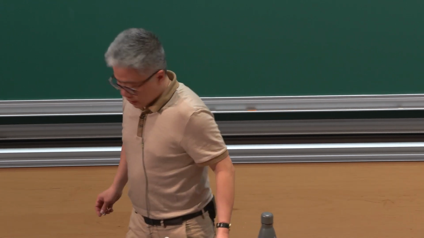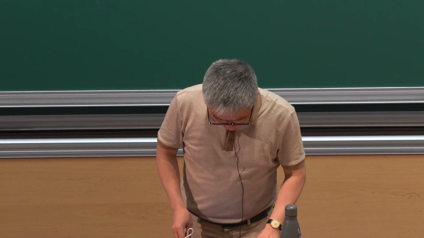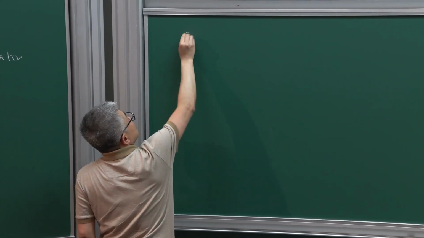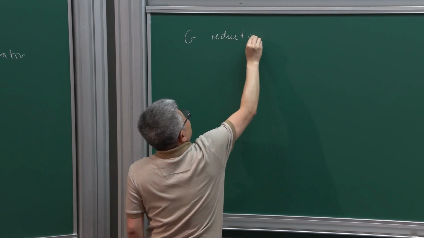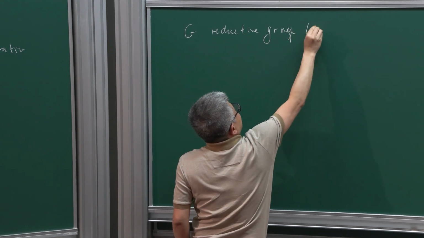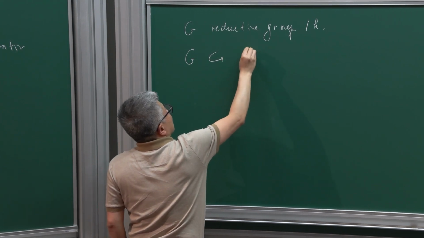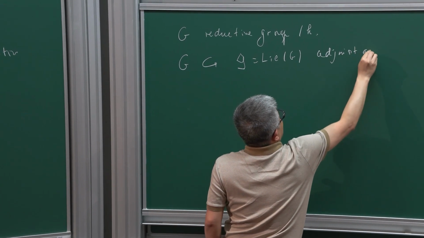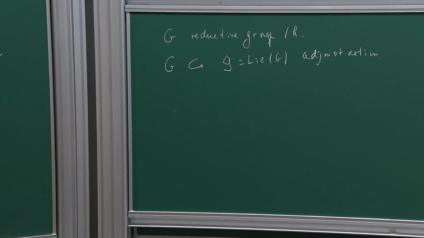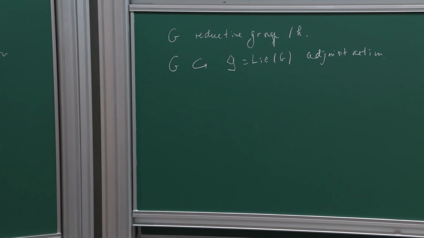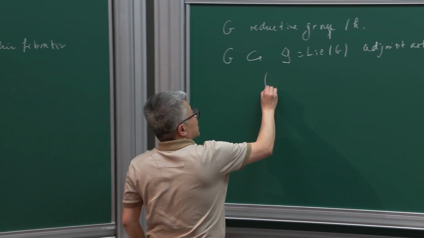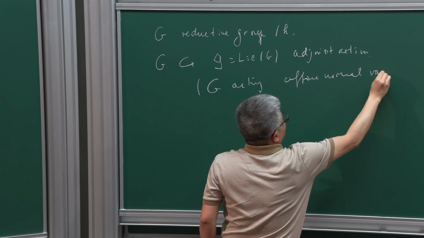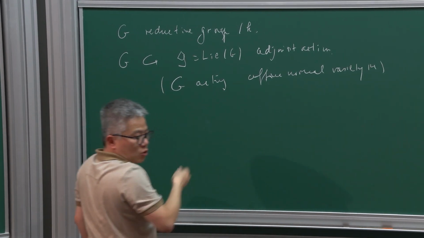All right, so for today, mainly in this invariant theory situation, G is a reductive group over some field k, and G acts on its Lie algebra by the adjoint action. So this is the basic data, and what we are looking forward to is to really generalize this basic setting to G acting on some affine, maybe normal variety M, with some assumption, but I don't want to go into that now.